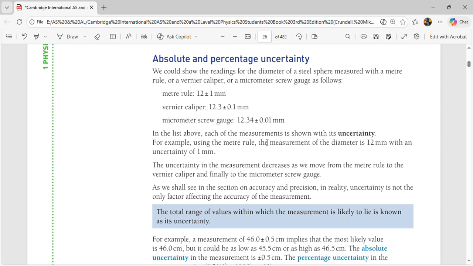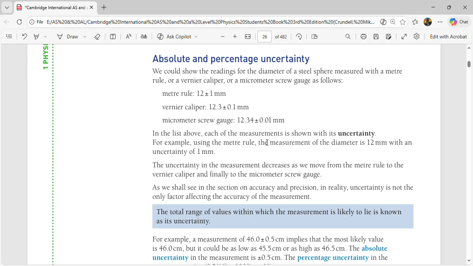Another thing about uncertainty, if you look at it, uncertainty is written to one significant figure, just one significant figure. So meaning, if you see 12 plus or minus 1 millimeter, it means the measured value is 12 millimeters plus or minus 1 millimeter. That's the uncertainty, meaning the 12 millimeters, that's the correct value, the expected value, the actual value, but it is lying between 11 and 13. So you apply this now to vernier caliper and micrometer screw gauge.